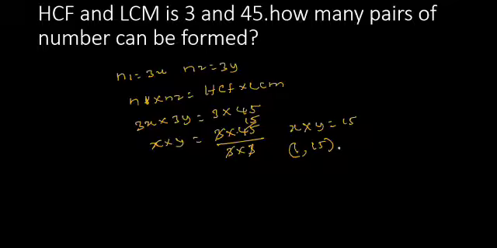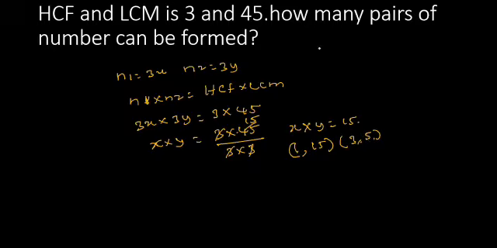Now I can make x as 3 and y as 5. You will get 3 into 5 is 15. These are the only two pairs which can be obtained here, because these are co-prime. 3 and 5 have a common divisor of 1. So these two numbers should be co-prime to each other.